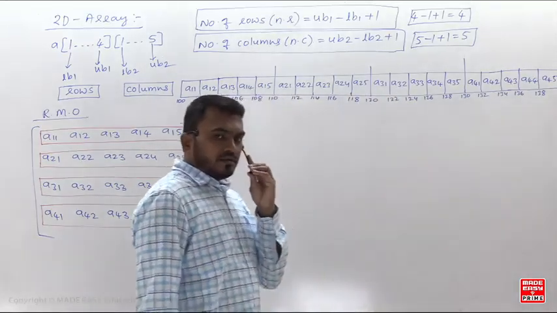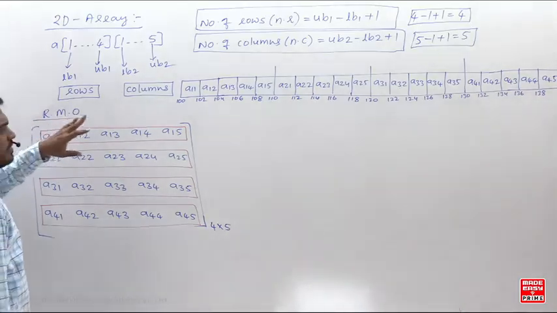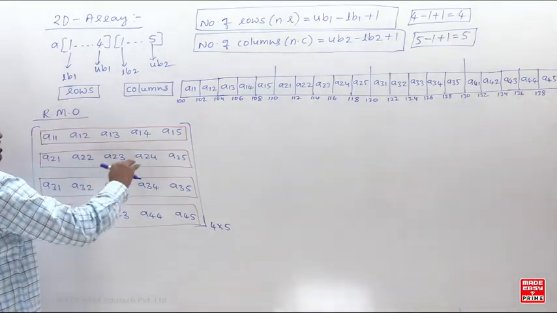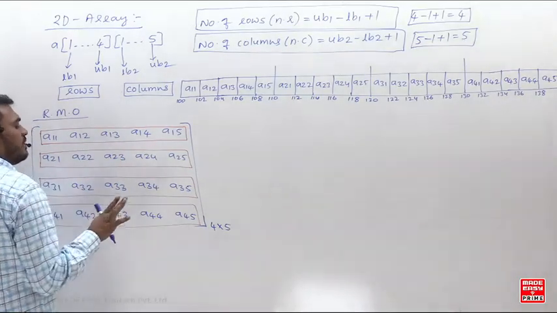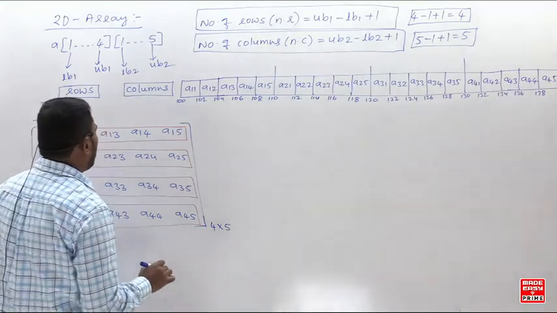Right. So listen here. The heading is row major order. So we are storing in the memory row by row. Look here: first row, second row, third row, and fourth row. So we are storing row by row in the memory. Now understand carefully.